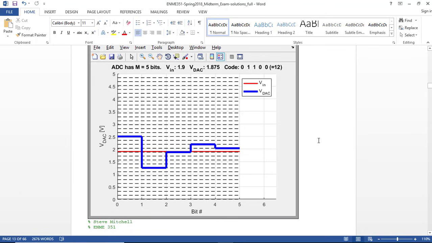If we went through either multiplying by 2 to the m and rounding down, or 2 to the m minus 1 rounding up, or preferably going through the search code, you end up with a binary code here of 01100, right, or decimal equivalent of 12. So I needed the binary code for full credit, and the decimal code gave about half credit for this problem.